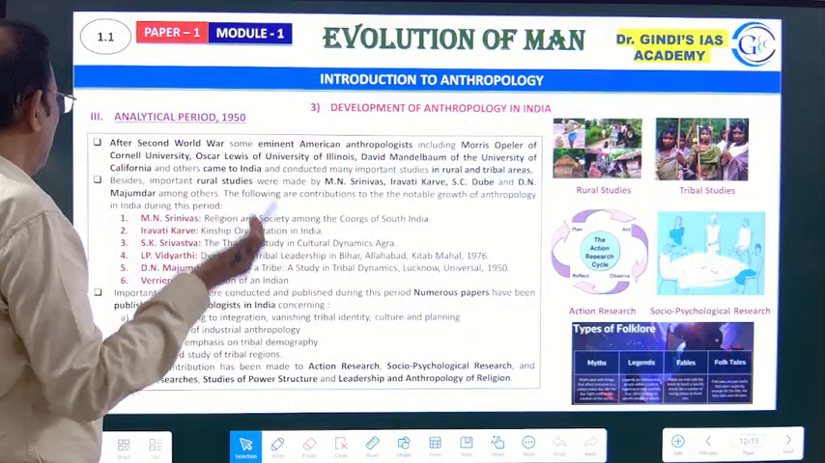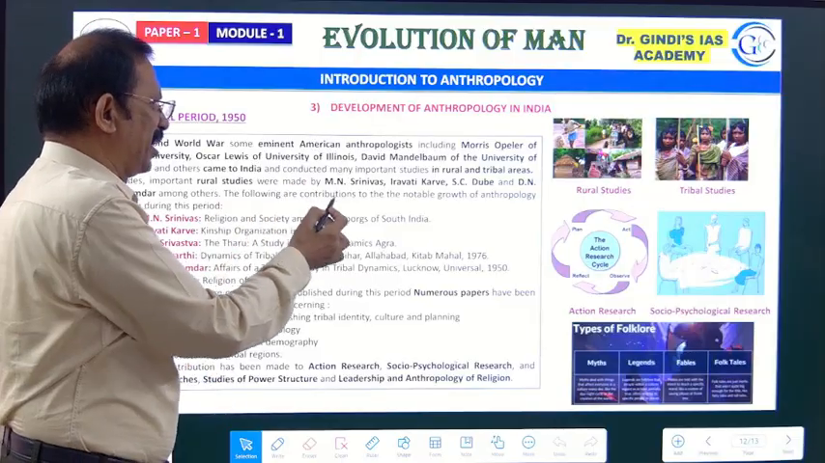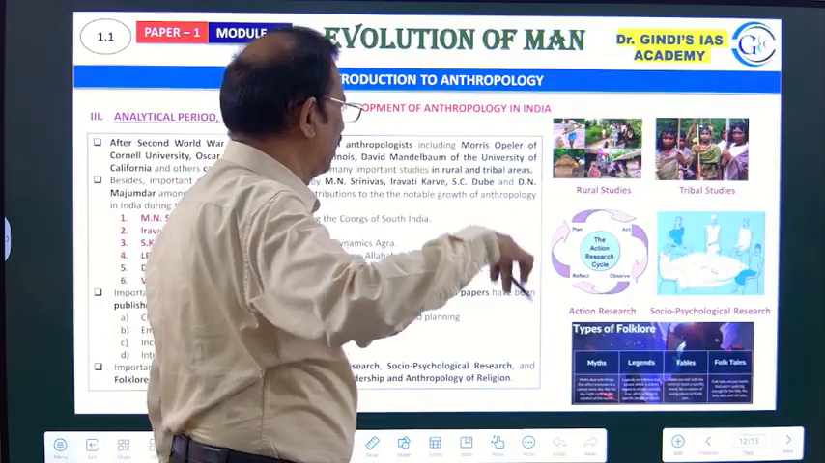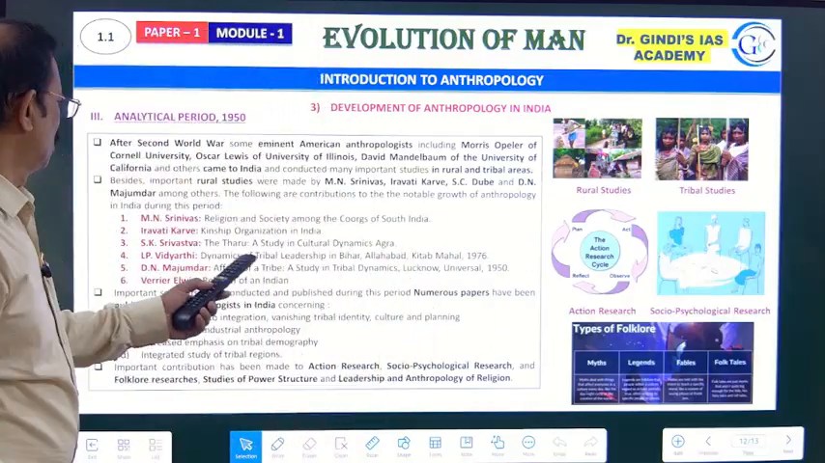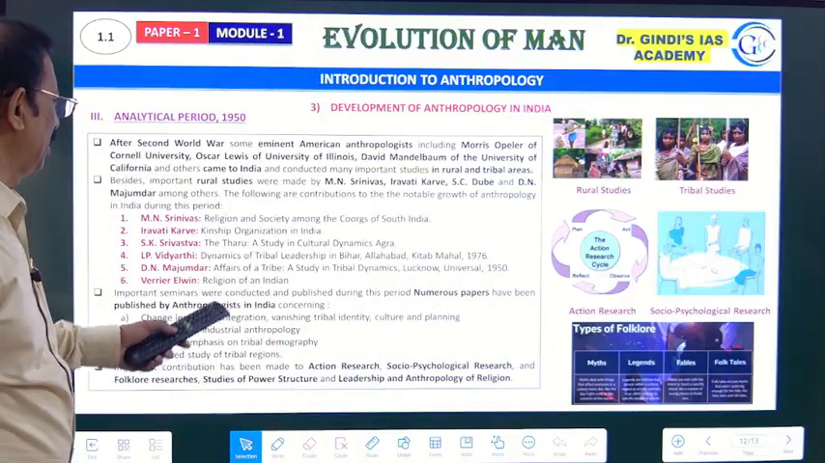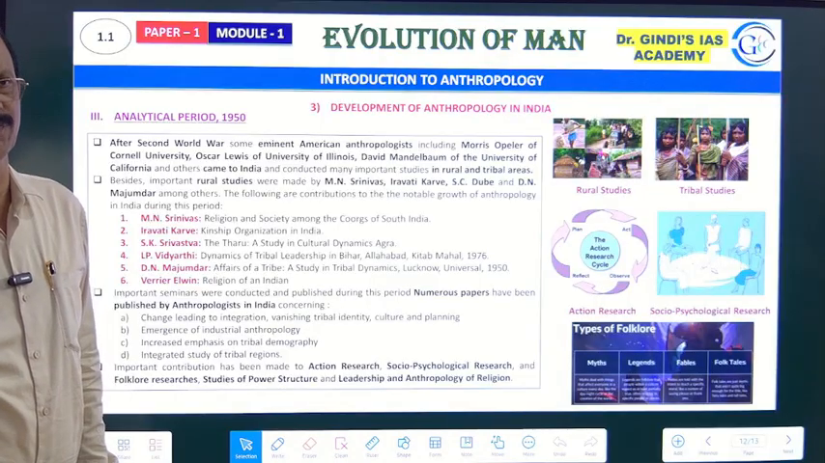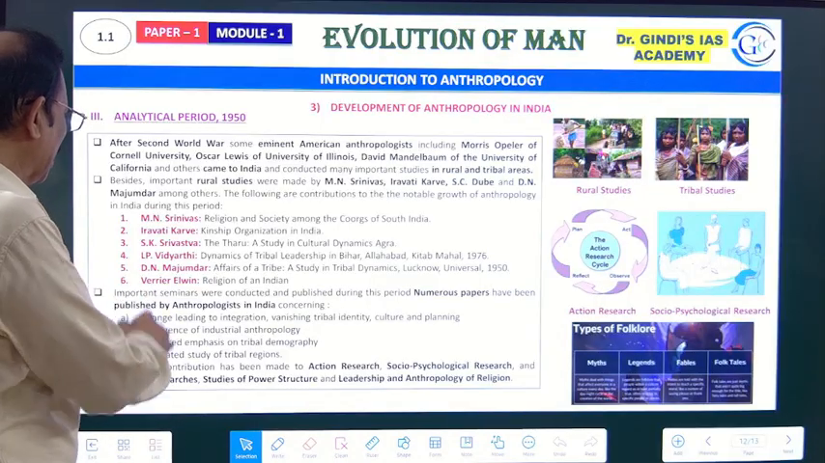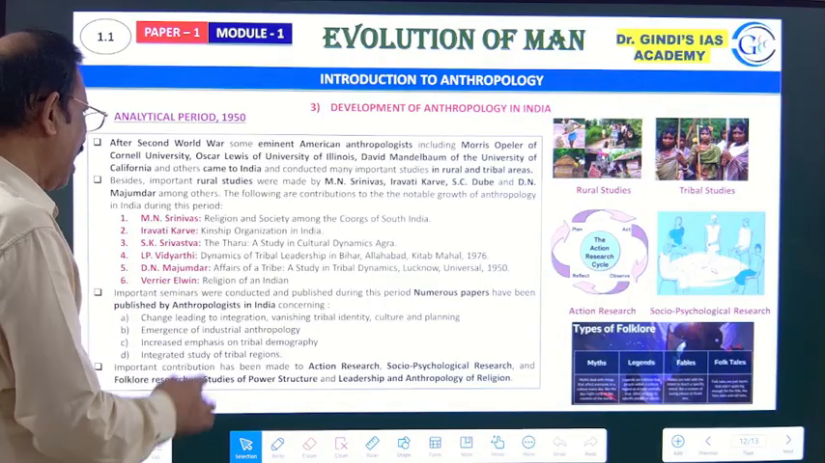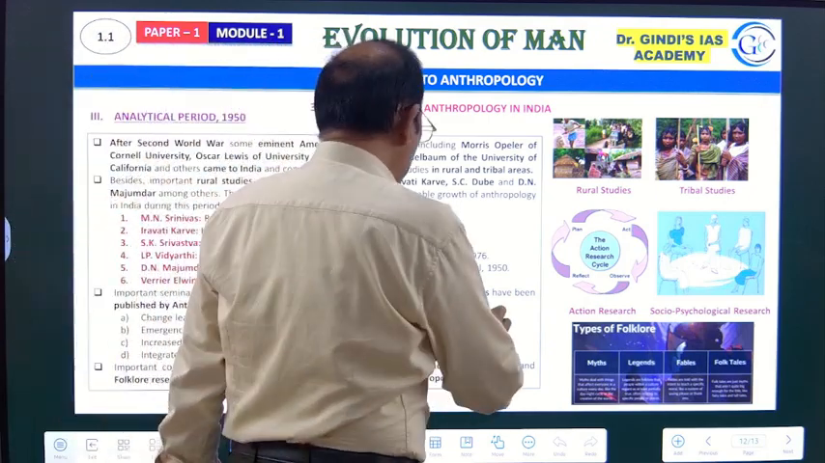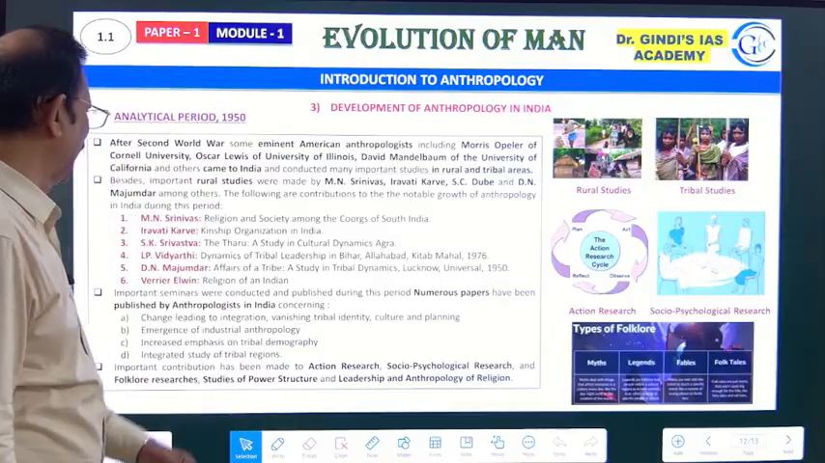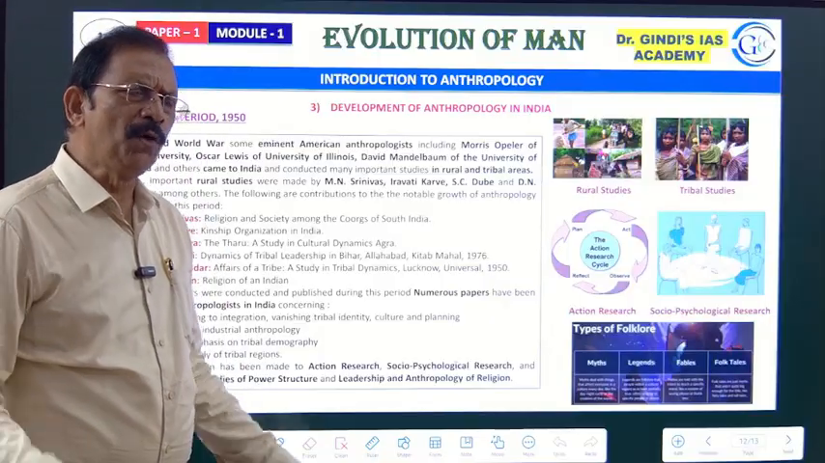So there were a number of contributions in rural studies. Irawati Karve, I explained in detail, Dube, D.N. Majumdar. All these people contributed while studying different dynamics of the rural areas of society. Then important seminars were also conducted and published during this period. Numerous papers were published by anthropologists in India.